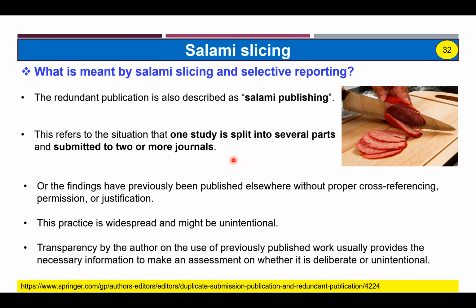But if you are doing that, then what has to be done? If the findings have previously been published elsewhere, it must be with proper cross-referencing, permission, and justification. So that means you need to put in the proper cross-referencing, give the permission, and give a justification. In that case it may be accepted, right? So this will not fall in the category of salami slicing.